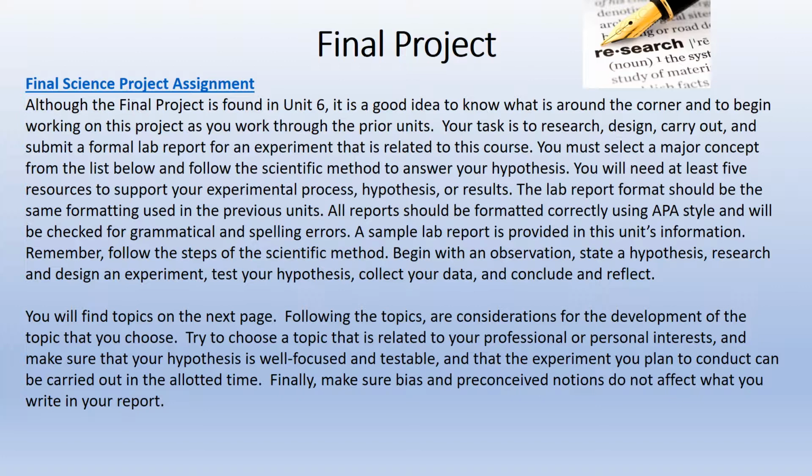Although the final project is part of Unit 6, it is a good idea to know what is around the corner and to begin working on this project as you work through the prior units. Your task is to research, design, carry out, and submit a formal lab report for an experiment that is related to this course. You must select a major concept from the list below and follow the scientific method to answer your hypothesis. You will need at least 5 resources to support your experimental process, hypothesis, or results.